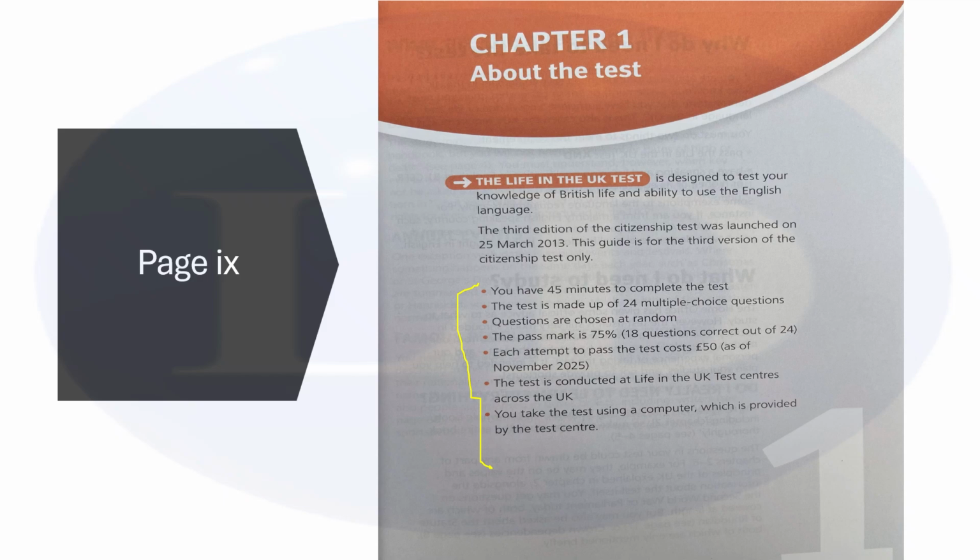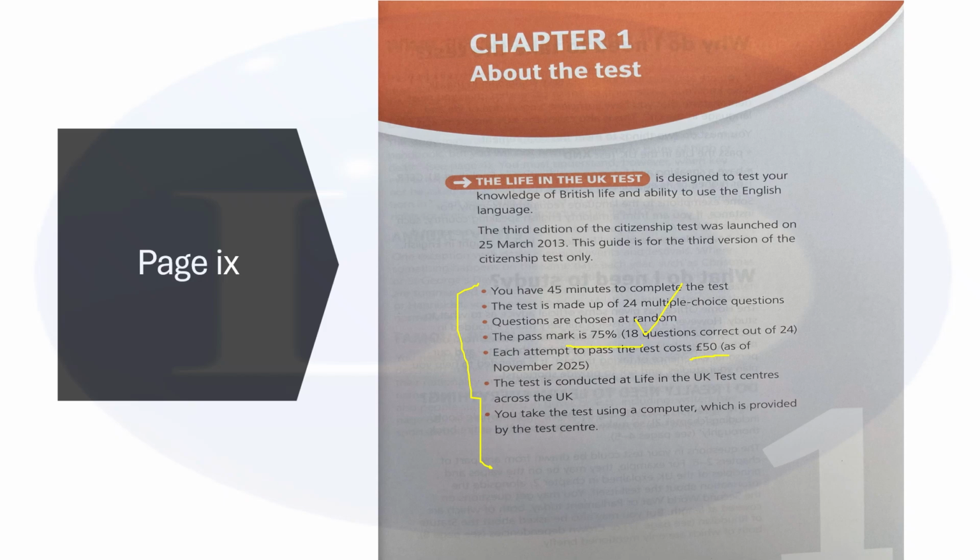The test is made up of 24 multiple choice questions. Questions are chosen at random. The pass mark is 75%, which is very, very important, which means that you have to pass 18 questions out of 24. Each attempt at the test is £50. So every time you book a test, it's £50. For example, if you fail, then you can book again, obviously, as many times as you like, but you have to pay £50 again. The test is conducted at the Life in the UK test centres across the UK.